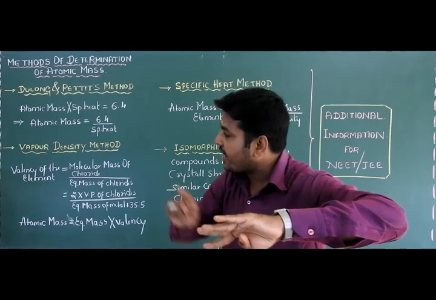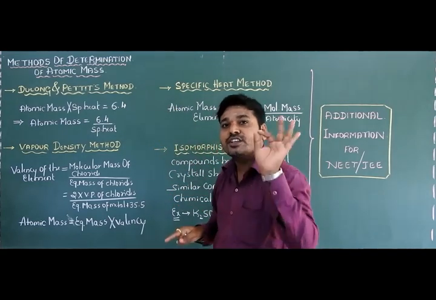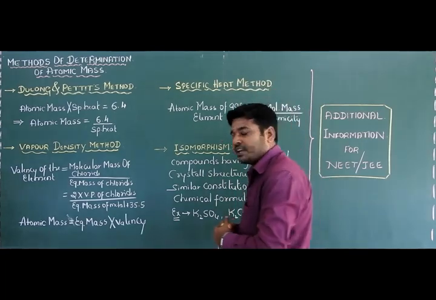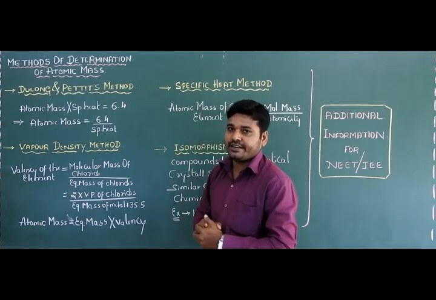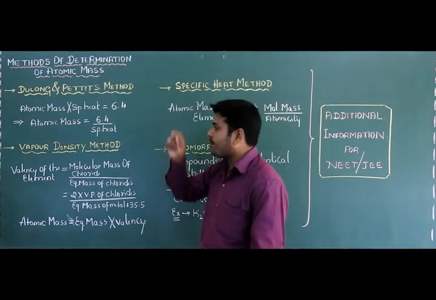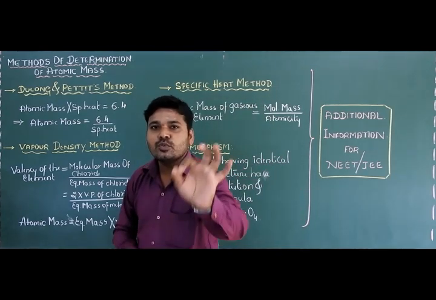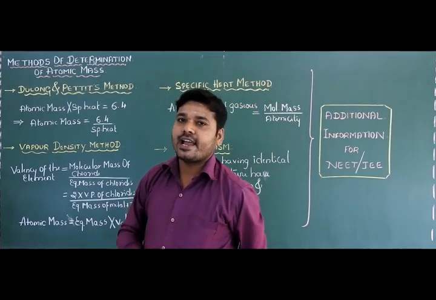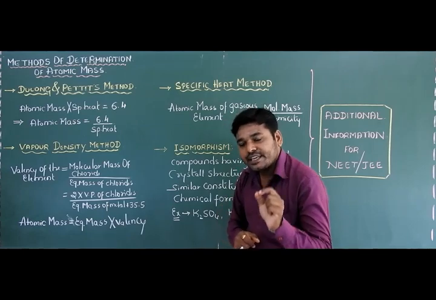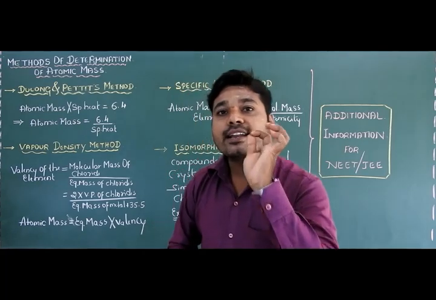And please keep it in mind, the law holds good only for solid elements. The second important method of determination of atomic mass of an element is the vapor density method. This vapor density method is applicable for the elements whose chlorides are volatile. Listen to the sentence carefully. The second method is applicable for the elements whose chlorides are volatile.